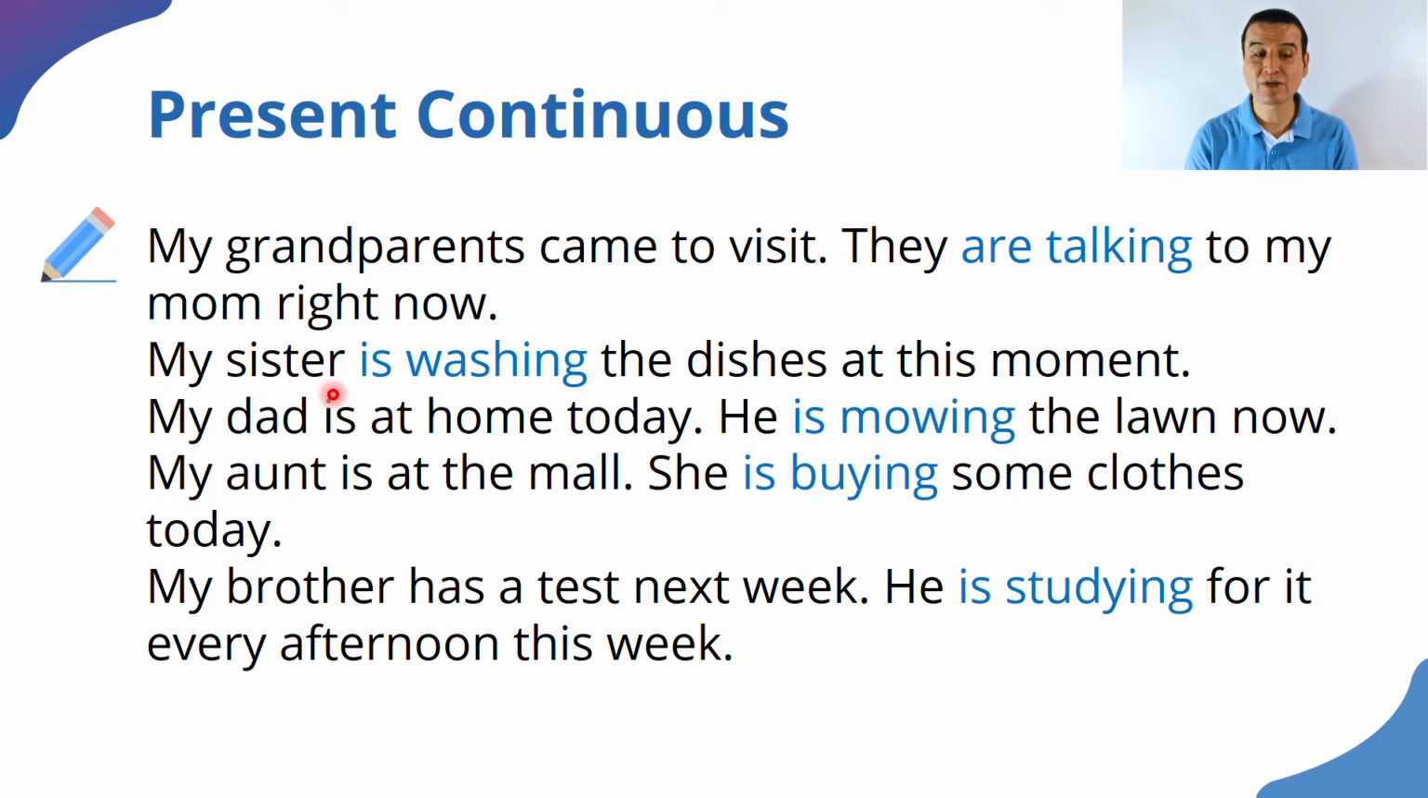Next, my sister is washing the dishes at this moment. Yes, my dad is at home today. He is mowing the lawn now. All right. My aunt is at the mall. She is buying some clothes today. You see, a verb ending in Y, we just add ing. My brother has a test next week. He is studying for it every afternoon this week. All right. That's what 5 people in this boy's family are doing.